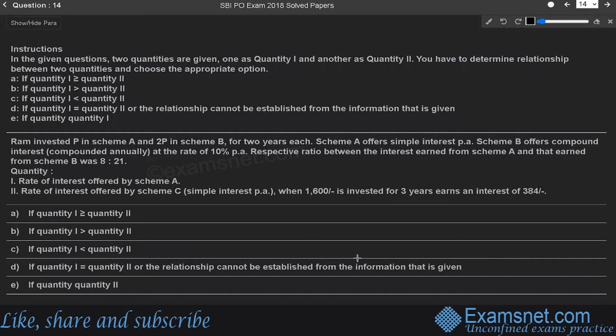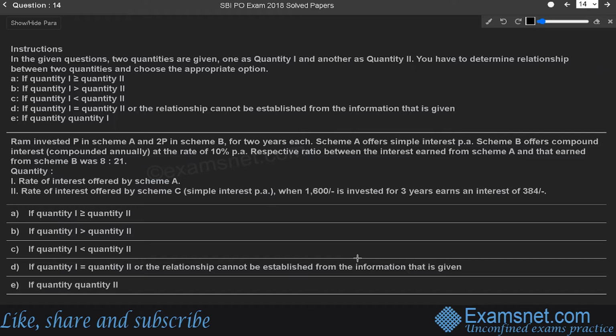Next part of the question is, Ram invested P in scheme A and 2P in scheme B for 2 years each. Scheme A offers simple interest per annum. Scheme B offers compound interest compounded annually at the rate of 10% per annum. The respective ratio between the interest earned from scheme A and that earned from scheme B was 8:21.